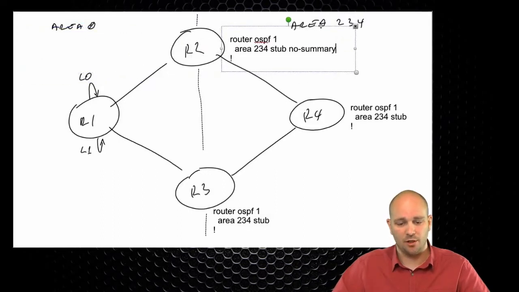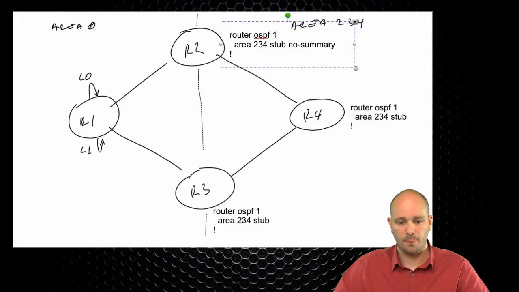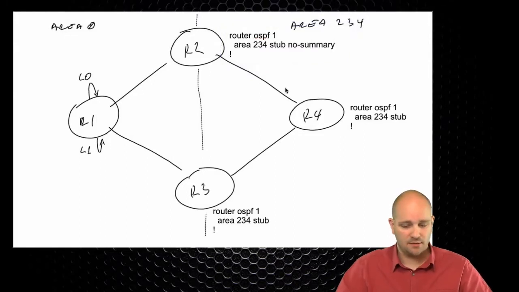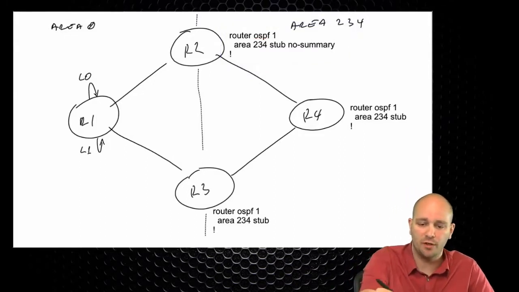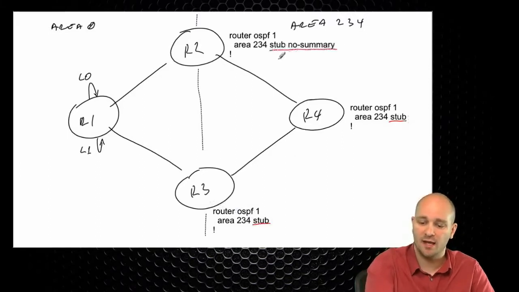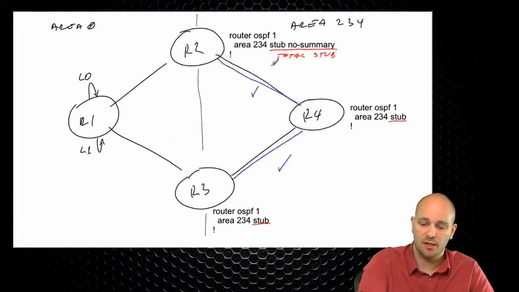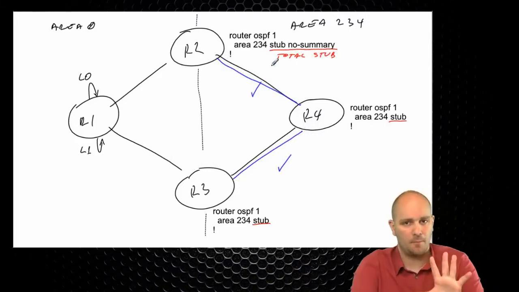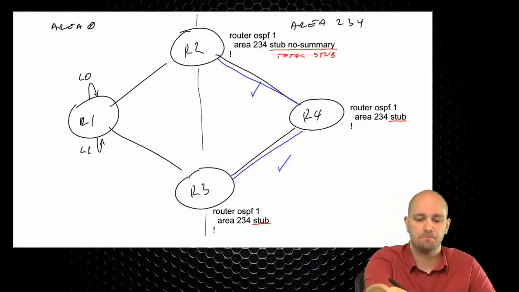So we can see here that R4 was configured to have area 234 as stub. R3 has area 234 as stub, but this one here has it as total stub. Now, am I going to have a valid adjacency here? The answer is yes. Am I going to have a valid adjacency here? The answer is yes. Now, let me explain why this is significant.